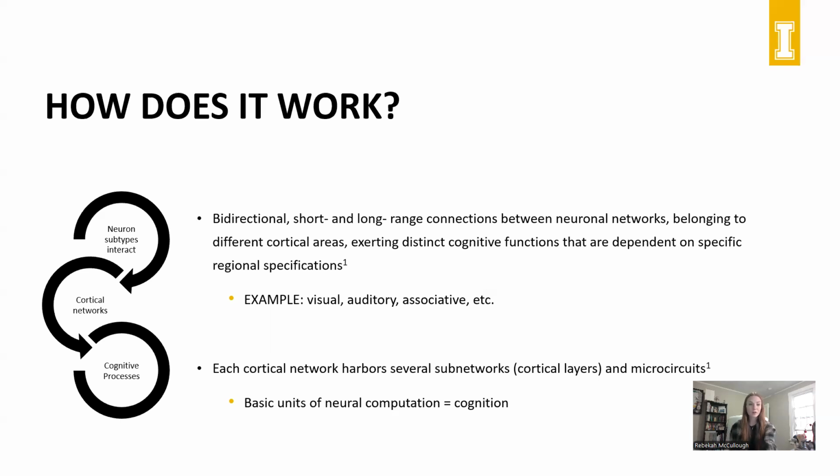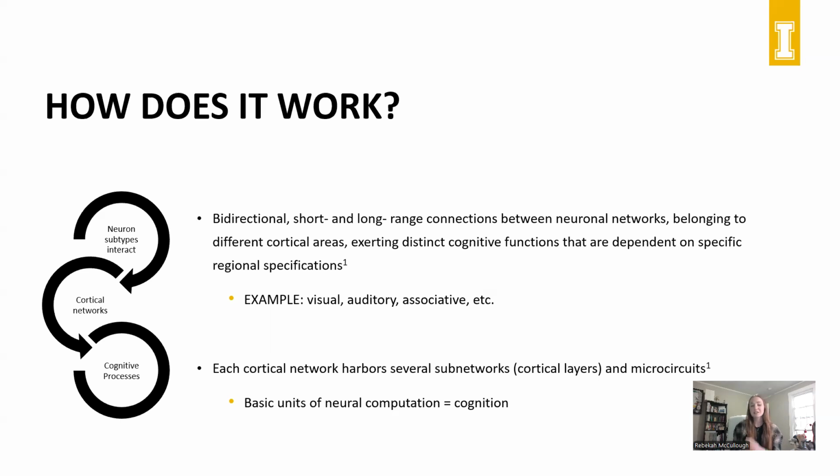So how does the neocortex work? There are bidirectional, short and long-range connections between neuronal networks that belong to different cortical areas. They exert distinct cognitive functions that are then dependent on specific regional specifications. A lot of words there.